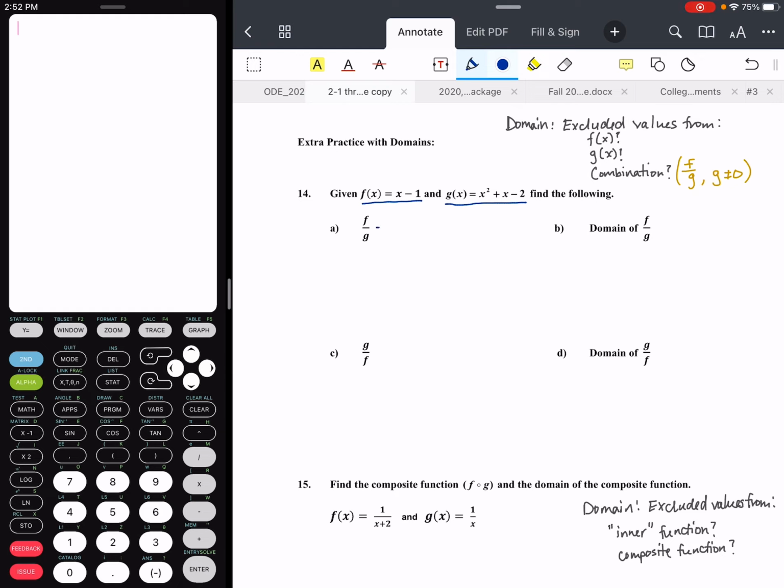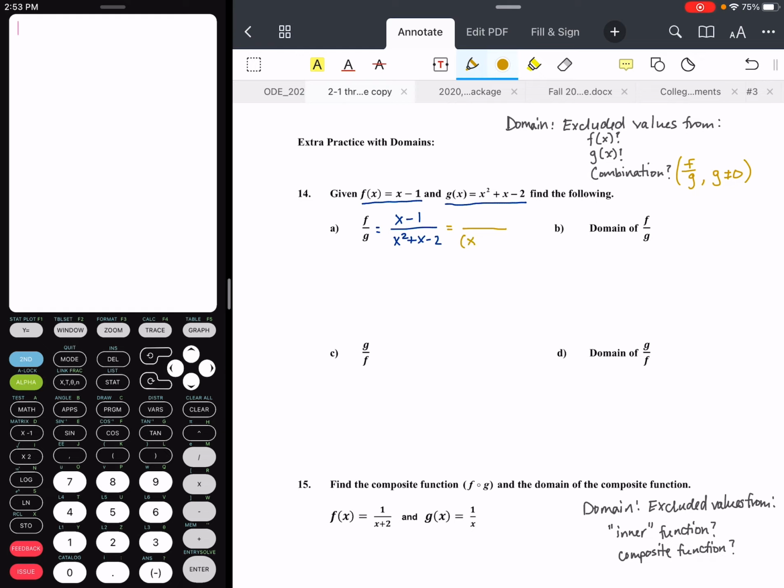So let's go ahead and write that out. x minus 1 over x squared plus x minus 2. Easy peasy, right? Except, remember that with our quotient functions, I always want you to check to see if we could factor and cancel any common factors to simplify. So I can factor that denominator, right? My denominator, x squared plus x minus 2.